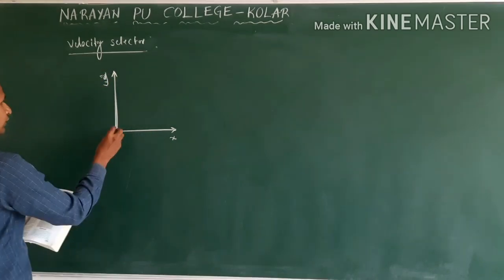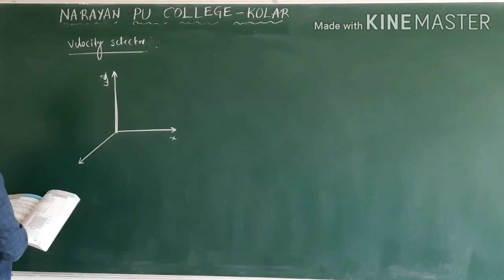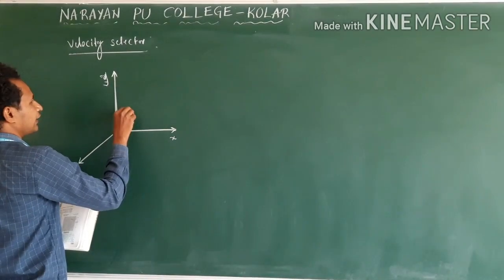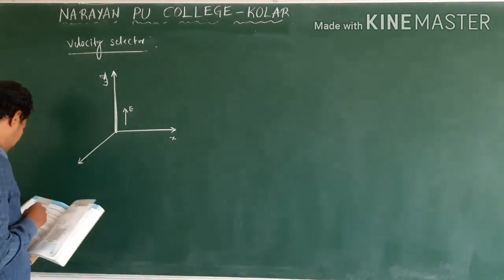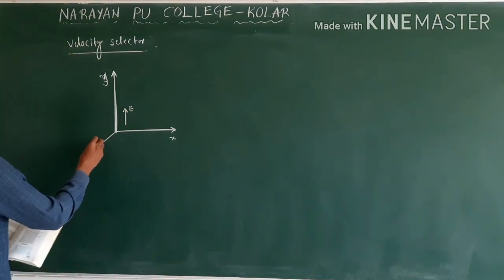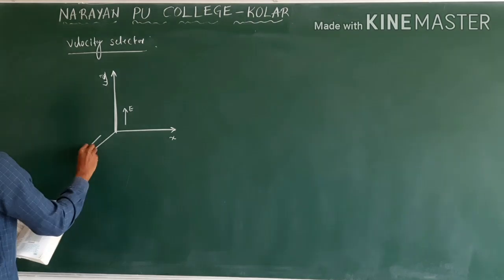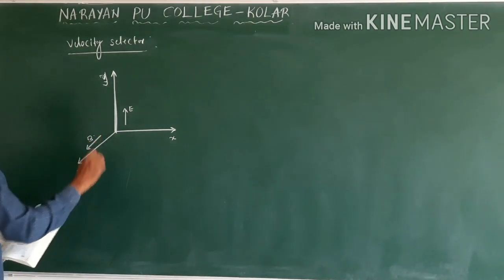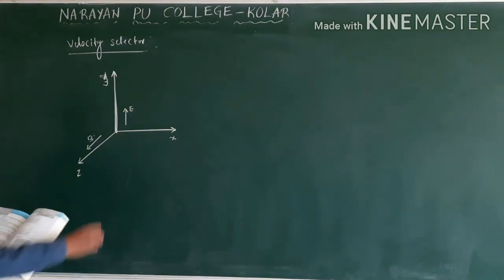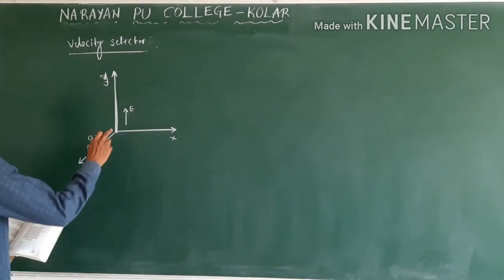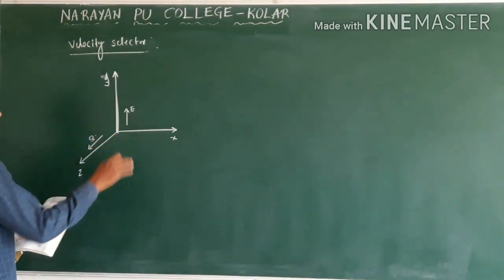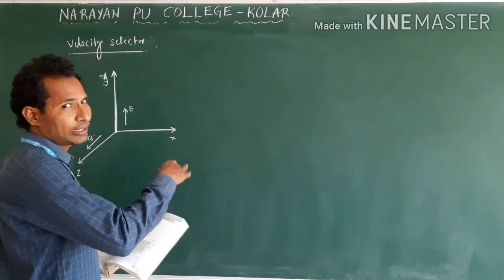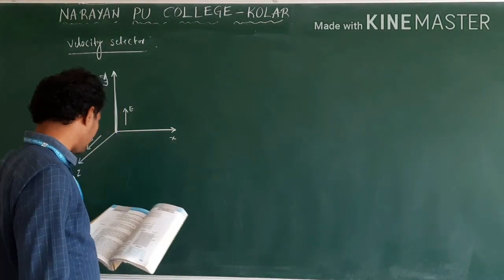Y and Z. Now electric field acting along Y direction. Magnetic field acting along Z direction. So these two are perpendicular. These two are acting perpendicular, and if the fields act like this we call it crossed fields. Clear? So both electric and magnetic field are perpendicular.